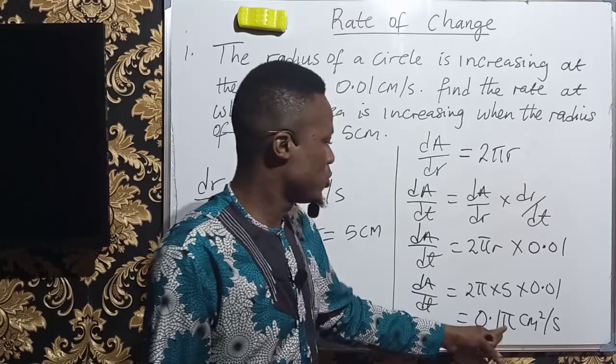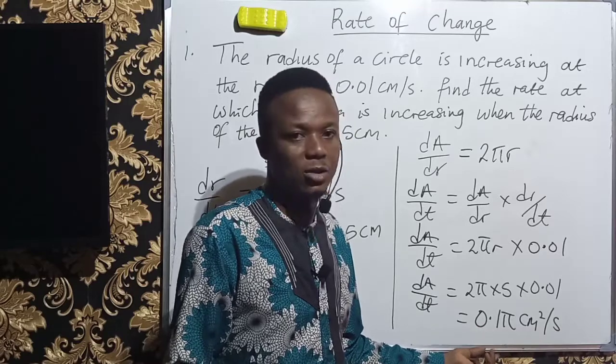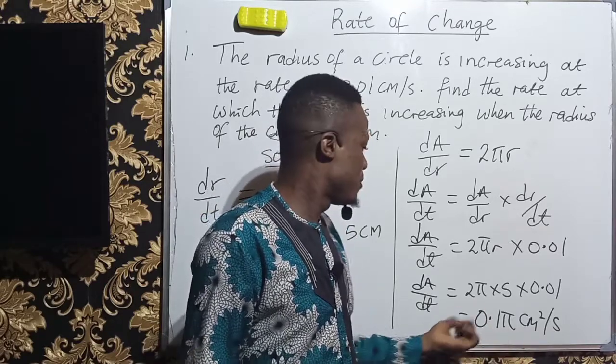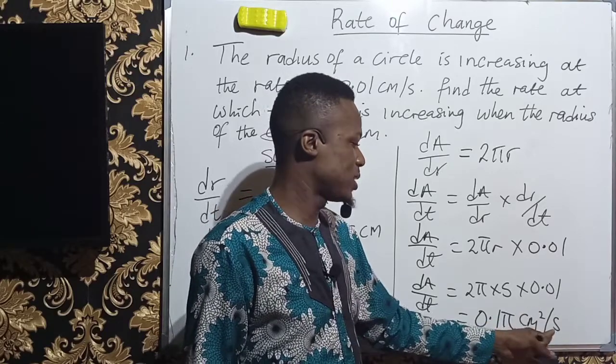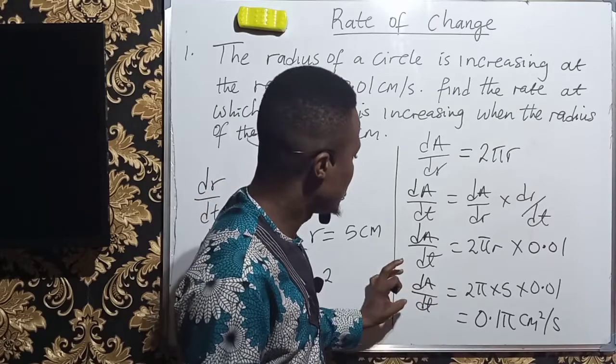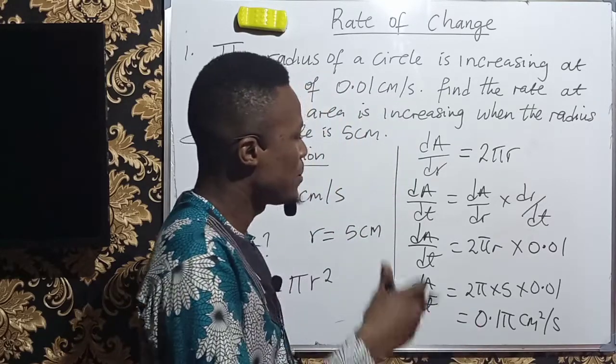Remember, if you like, you can use the value of pi as 22 over 7 and multiply it with 0.1 and you get your answer. If you like, you can keep it in terms of pi. Remember, the unit is centimeter squared per second because area is in square units. Okay, so now the rate at which the area is changing is 0.1 pi centimeter squared per second.